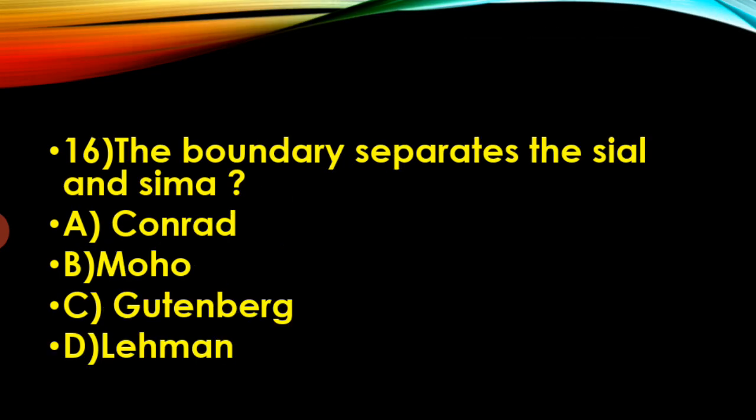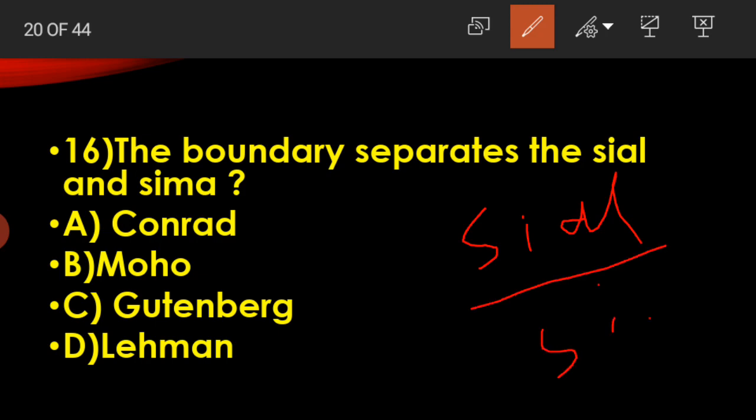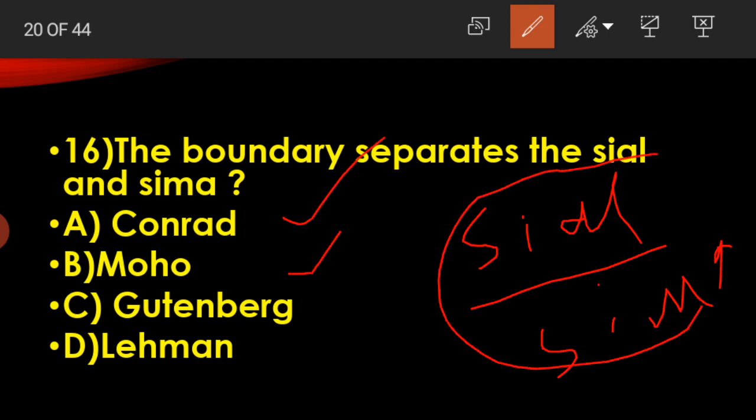The boundary that separates the CL and CMA is the Conrad. Remember, Conrad discontinuity, not Moho. Moho separates the crust and upper mantle. The boundary that separates the crust and upper mantle is called Moho. Okay, not Gutenberg, not Lehmann.